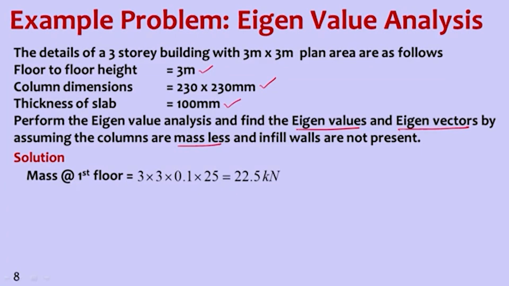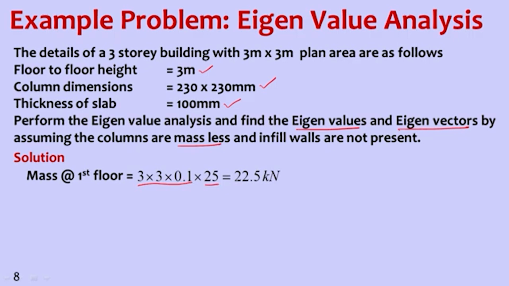Now, let us solve it. First, let us find out the mass. So, mass at the first floor: that is 3 meter by 3 meter is given, and multiply by 0.1. This will give the volume of mass, and then this is the weight density.